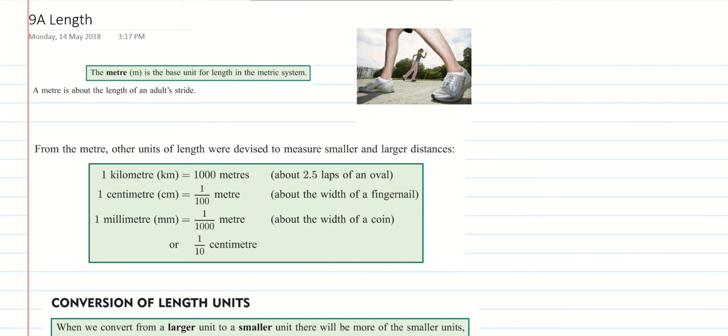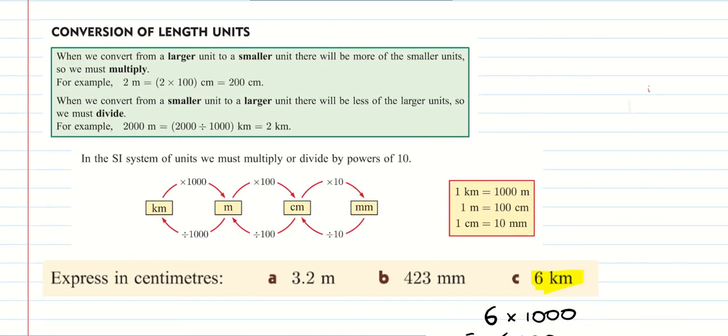So from the metre, we can define a whole lot of other units that you're very familiar with, I'm sure. You've got the kilometre, which is 1,000 metres. The smaller measure with the centimetre, which is 1/100th of a metre, and then the millimetre, which is 1/1000th of a metre, or about 1/10th of a centimetre. So these are things we're all very familiar with already. And one of the things that we need to be able to do really quickly and easily is convert between metres, kilometres, centimetres and millimetres, all right?